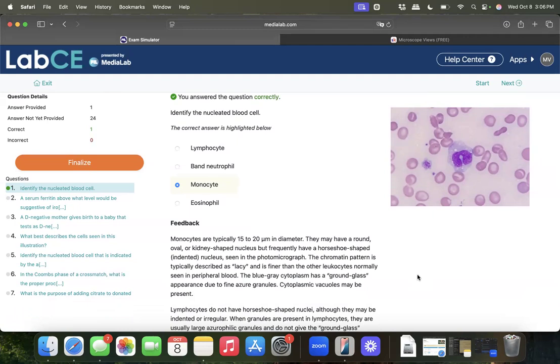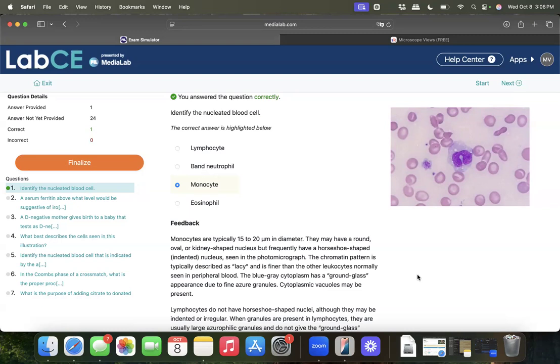If you're not on the Zoom, it's on the Zoom. The chromatin pattern is described as lacy. It's finer than the other leukocytes normally seen in the peripheral blood. Lacy, kind of like squiggles, right? Not as condensed and dense as a lymphocyte or a seg.